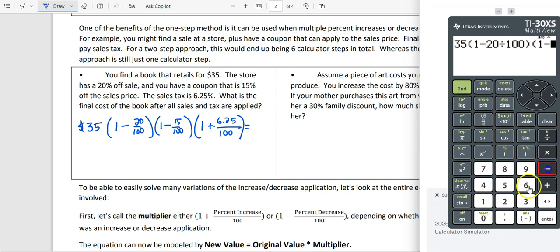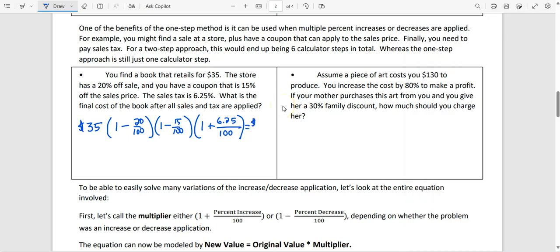But it's not that hard to do. You just have to put it all in. So the increase, the tax. And in one basic calculator step, equals, we would then round this to the nearest penny because it is money, $25.29. Final cost.